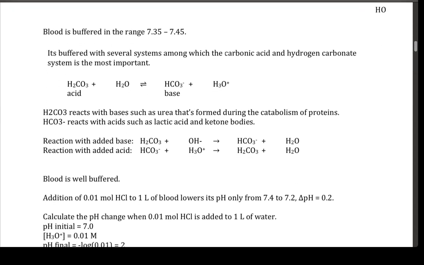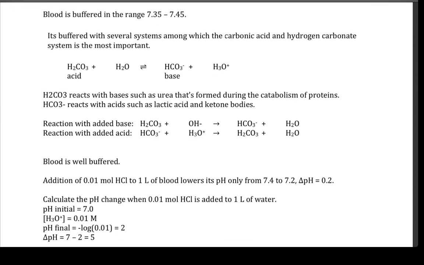Blood is buffered in the range of 7.35 to 7.45. If we're not right around what our blood needs to be at pH-wise, which I think is around 7.4, then we are very sick. Our body protects itself by having buffering systems within our blood that help to keep our blood in a very small pH range.